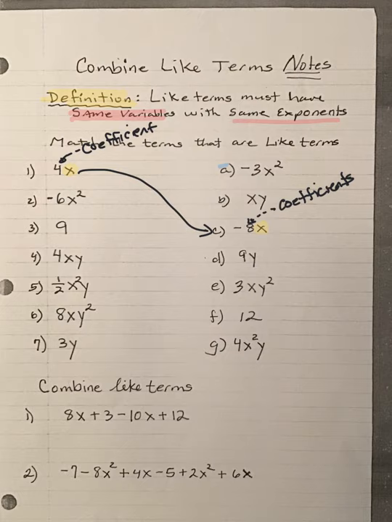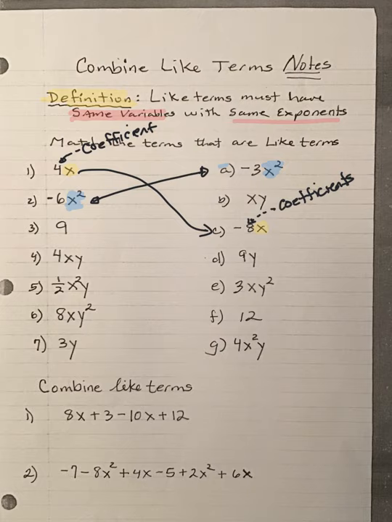Okay, did you say that negative 6x squared and negative 3x squared are like terms? Because doesn't this one have an x to the second power? And doesn't this term have an x to the second power? So those have the same variable with the same exponent.